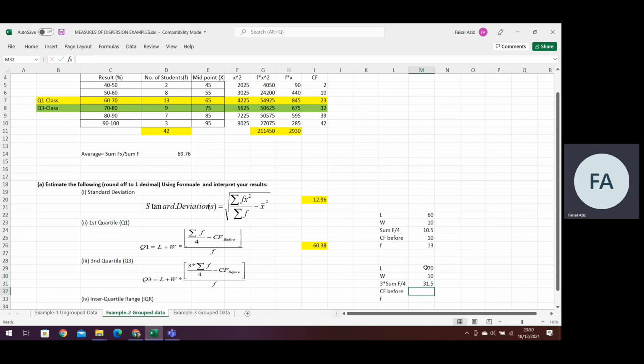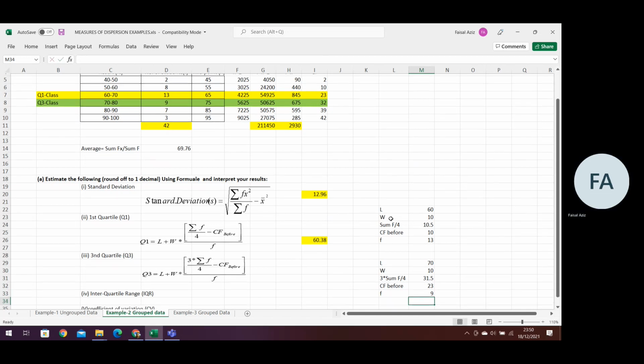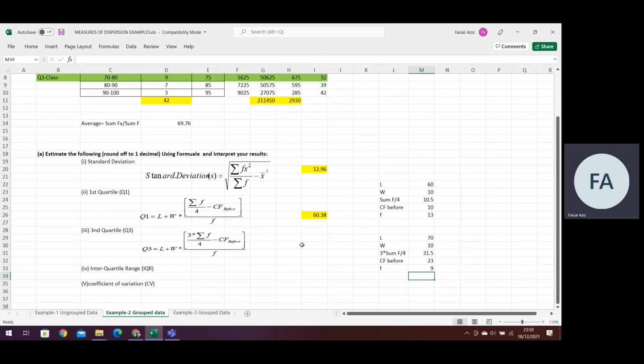3 summation f by 4 we have already calculated. And the cumulative frequency before is 23. And the frequency of the Q3 class we are having is 9. So we can apply this formula here. I'm just going to calculate it here.